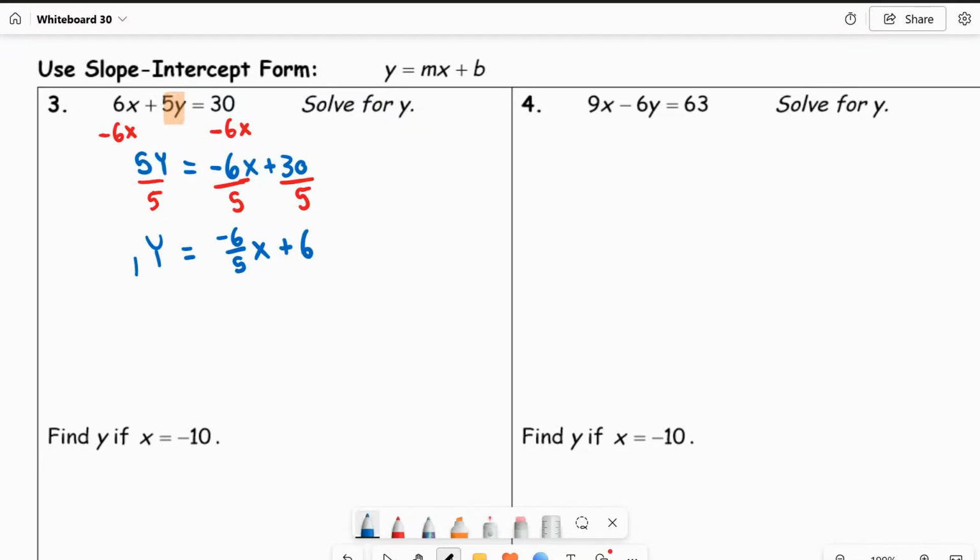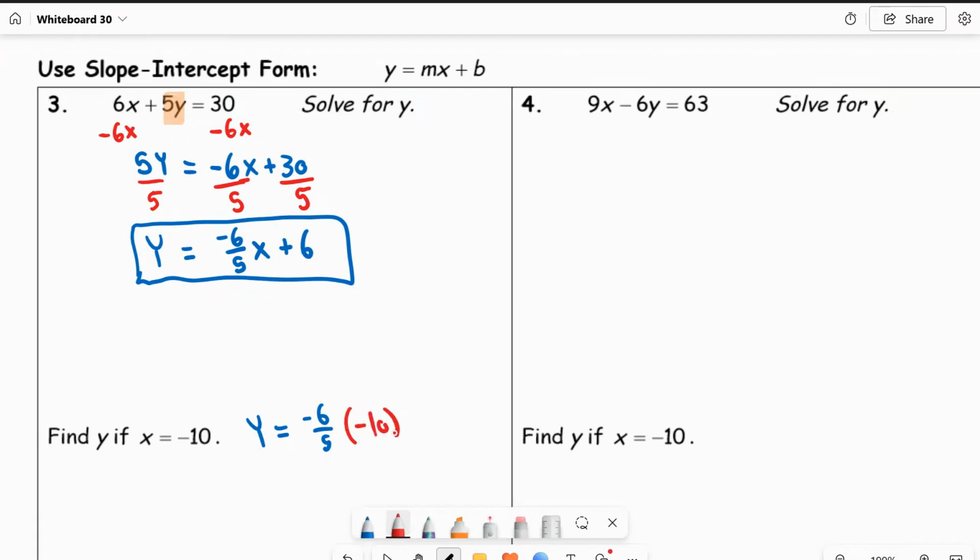Okay, as you guys probably remember from Algebra 1 and geometry, this is slope-intercept form. We're still going to be working with slope-intercept form a lot in Algebra 2. Okay, the final thing is they do want us to evaluate our equation here, solve for y. So if x was negative 10, let's substitute in a negative 10. So I've got our equation, y equals negative 6/5 x, which we know x is just negative 10, plus 6.